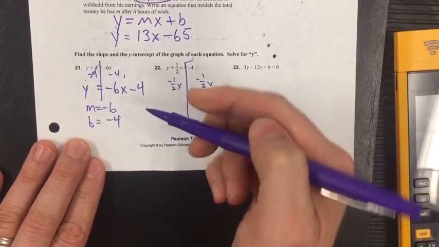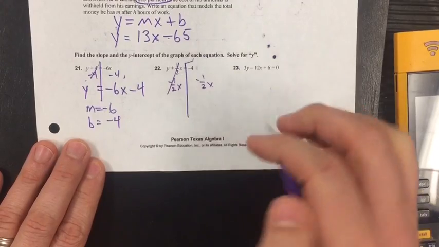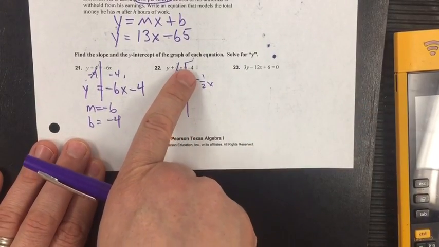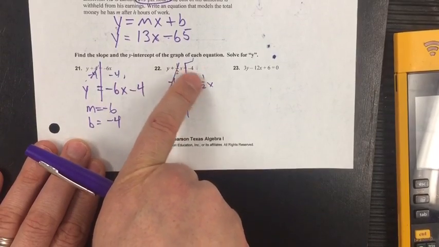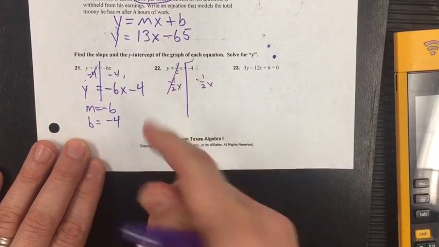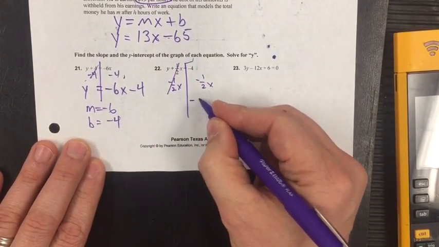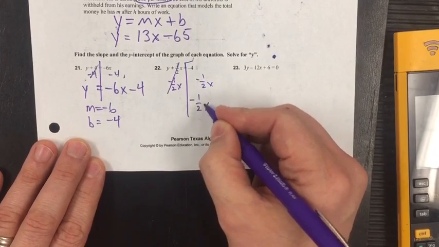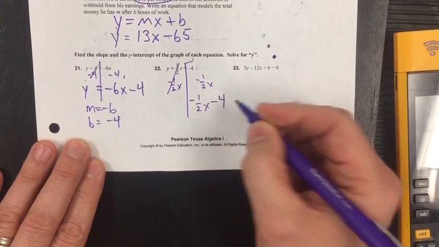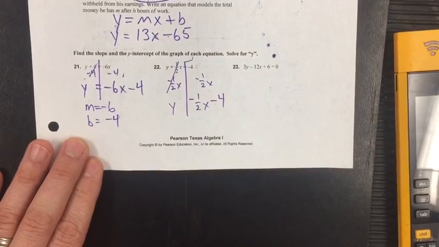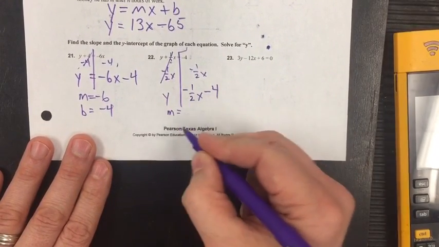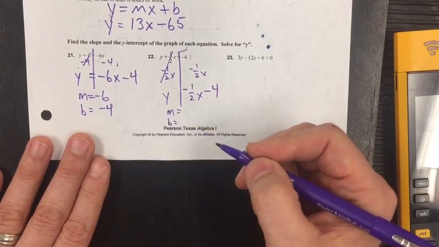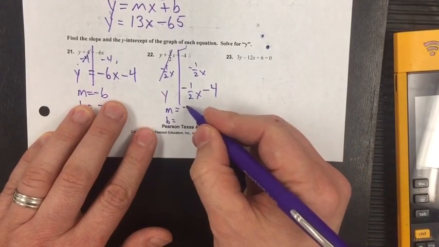Same thing here. When I wrote my minus half x on the right-hand side, I purposely didn't even put it underneath the negative 4 because they're actually not even like terms. So I can't put those together. What I can do is just write negative half x and then put minus 4. So now I have y equals negative half x minus 4. My m value is what? Negative 1/2. The negative 1/2.